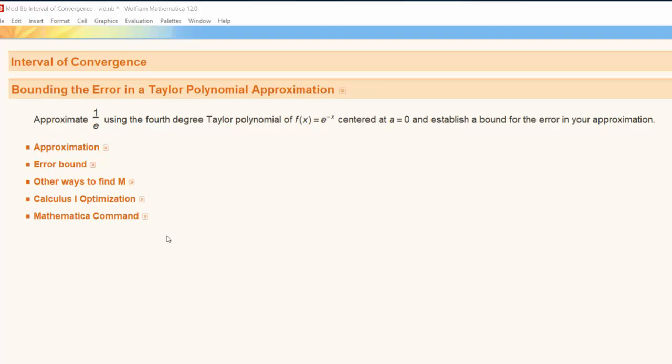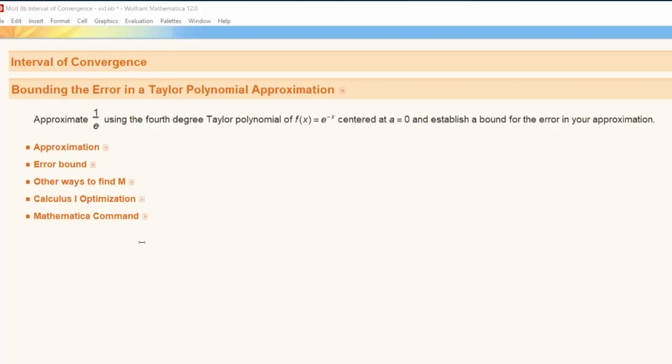In this video we're going to talk about bounding the error in a Taylor polynomial approximation. So our problem statement is this. Approximate 1 over e, the exponential number, using the fourth degree Taylor polynomial of e to the negative x, centered at a equals 0, and establish a bound for the error in our approximation.